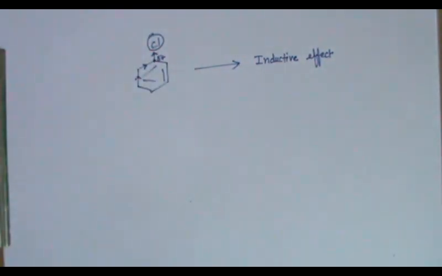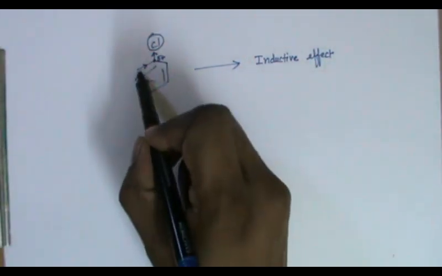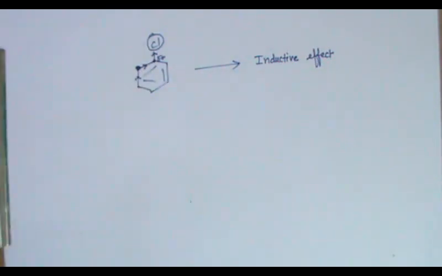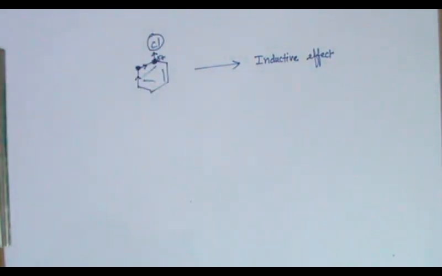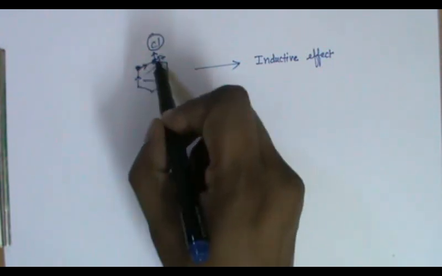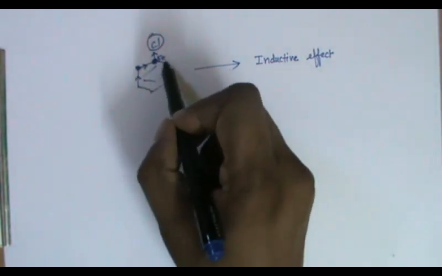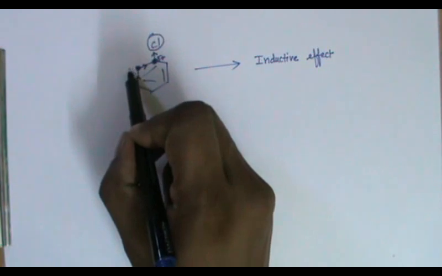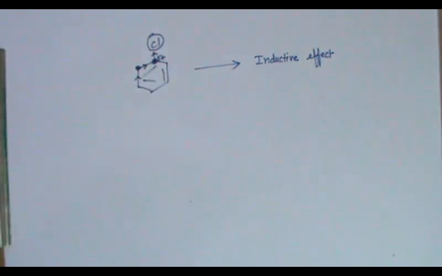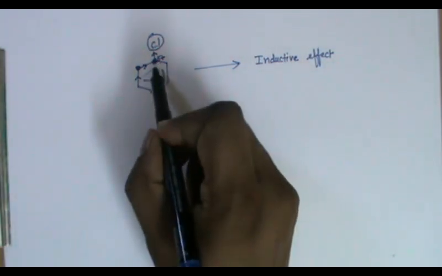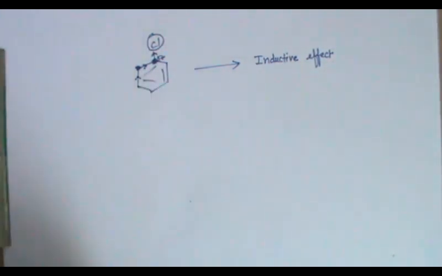From this itself, you can understand that the inductive effect will be more on this carbon compared to this. Further, it will be more on this carbon compared to this. Since it depends on the distance, there will be more del plus, compared to that there will be less del plus, and further less on this carbon. So this inductive effect depends on the distance from where the electronegative atom is attached.